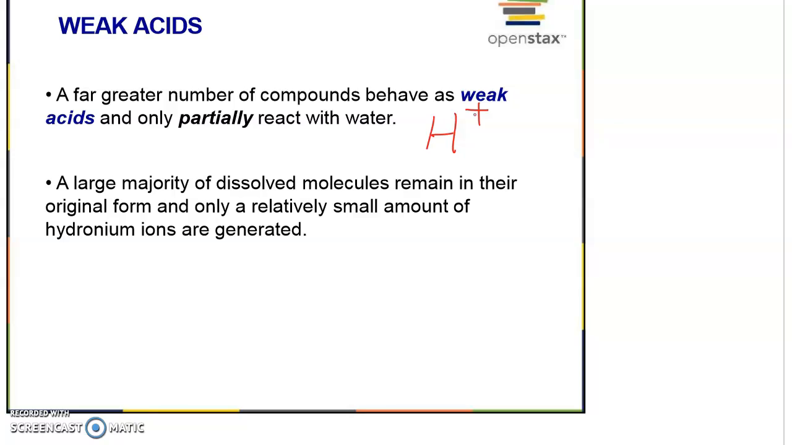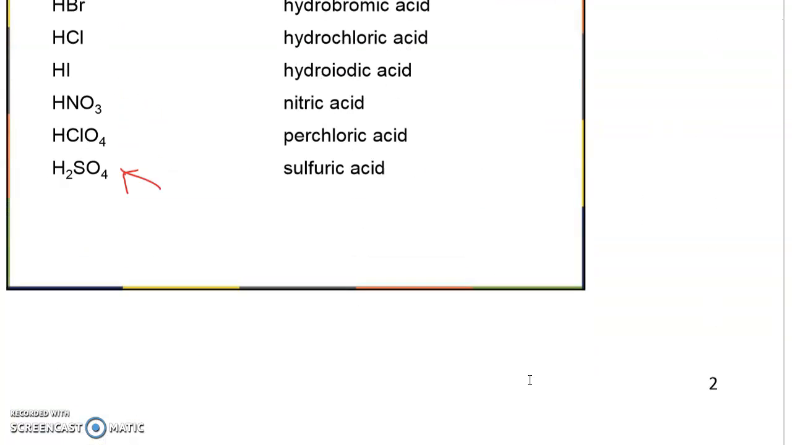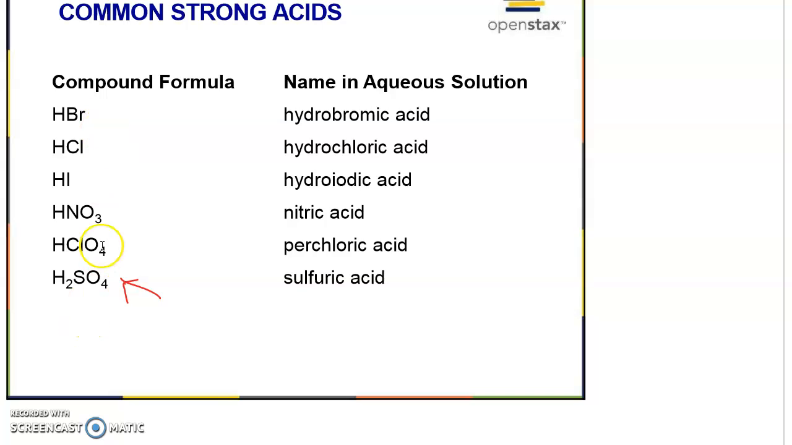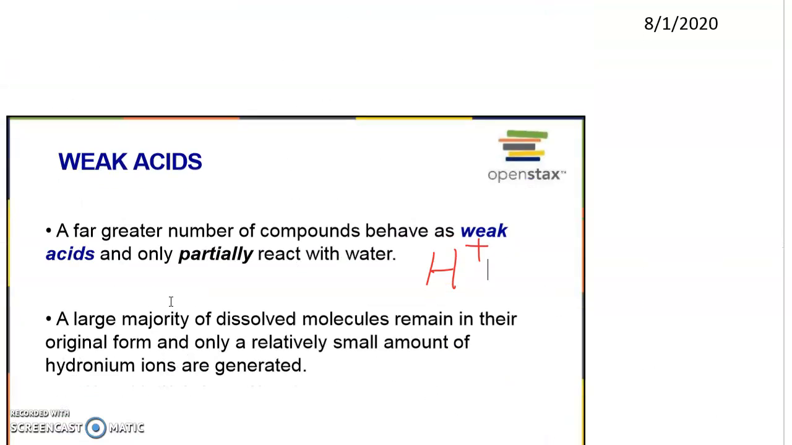Well, the easier way is, for this semester, anything that is not a strong acid will be considered as a weak acid. For example, acetic acid, would that be a strong acid or weak acid? It would be a weak acid. Why? Because it's not in this list. So only the 6 acids from this list for this semester will be considered as strong acid.